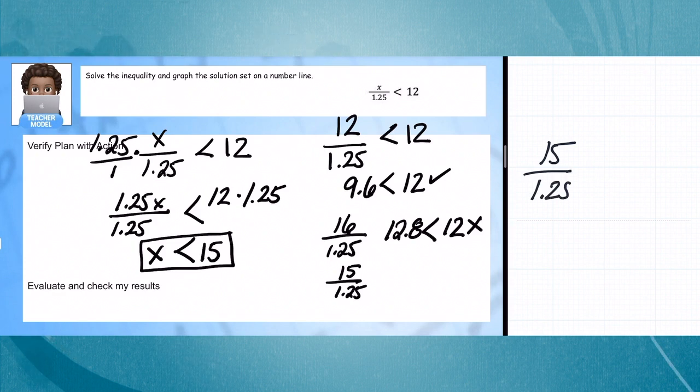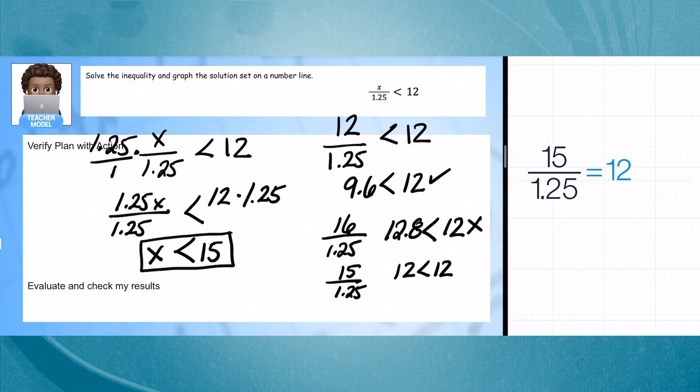15 divided by 1 and 2500ths is 12. Is 12 less than 12? No. So it has to be a number less than 15. So think about this. I can pick any number and make that true. Like let's say I had 11.